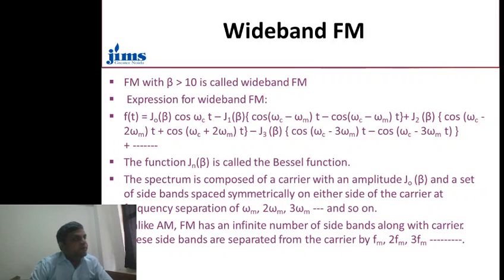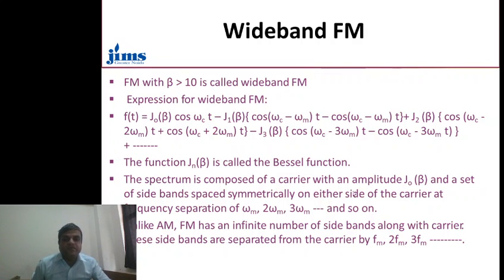Similarly, in the wideband FM, beta is greater than 1, approximately equal to 10. Then we use the Bessel function to solve our FM signal, FM waveforms, FM equations. The Bessel function is given here. J0 is the Bessel function of the 0th order. This is the Bessel function of the first order. See this explanation: Jn is a Bessel function.